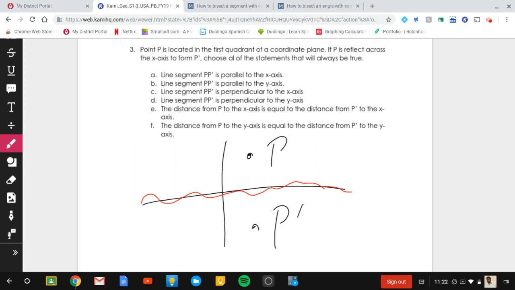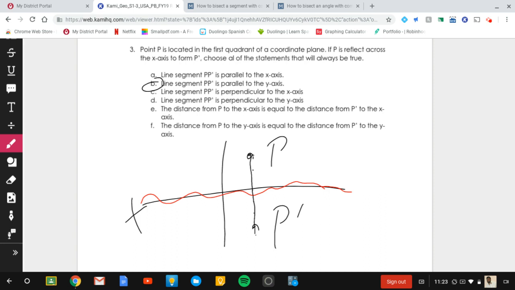All the questions are based on the line segment, so I'm going to draw that line segment. Now the answers just make sense. Line segment P P prime: is it parallel to X? This is X. No, it's not. It's actually touching it. So the answer cannot be A. Is it parallel to Y? This is Y, this is X. Yes, it will be parallel to it. So B is one of my choices.